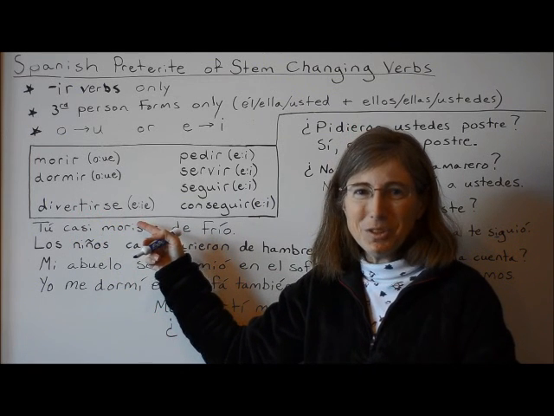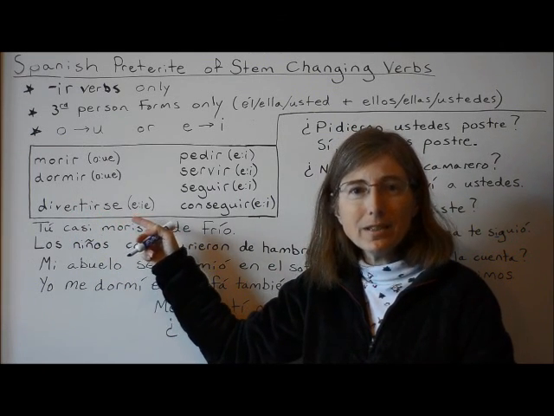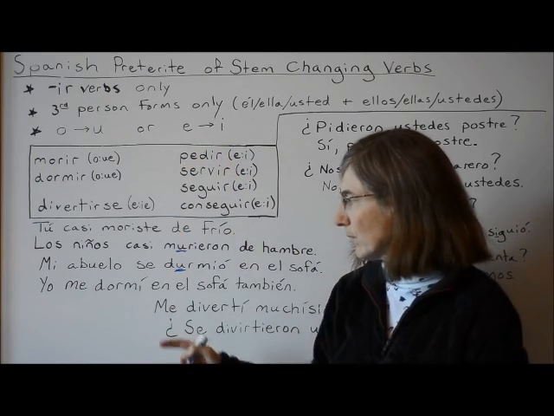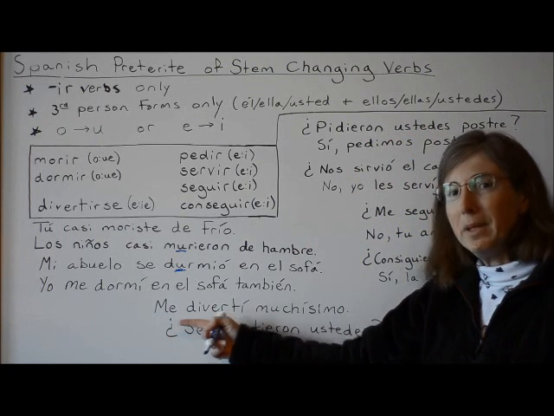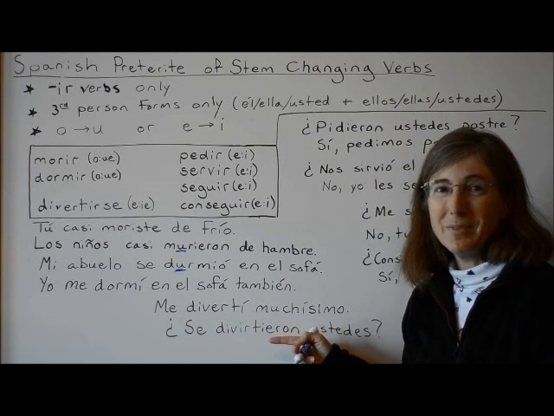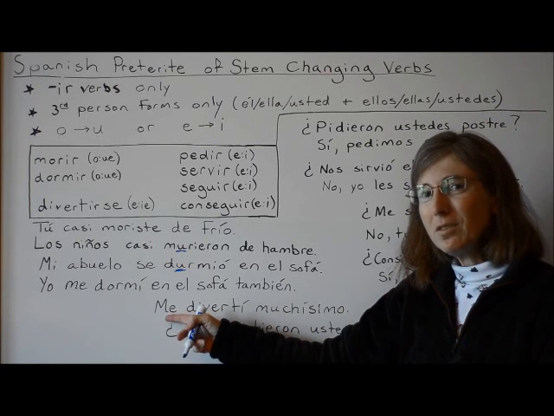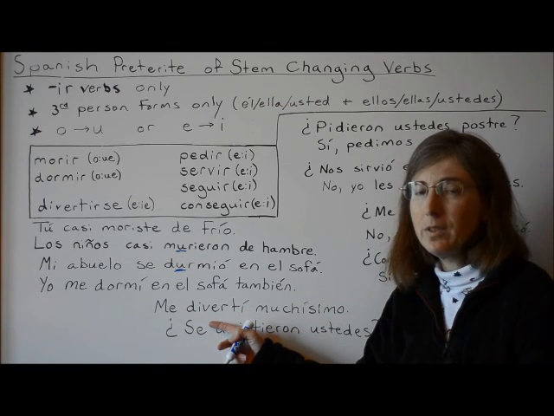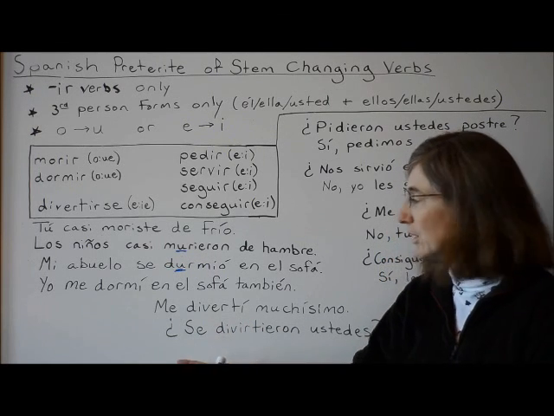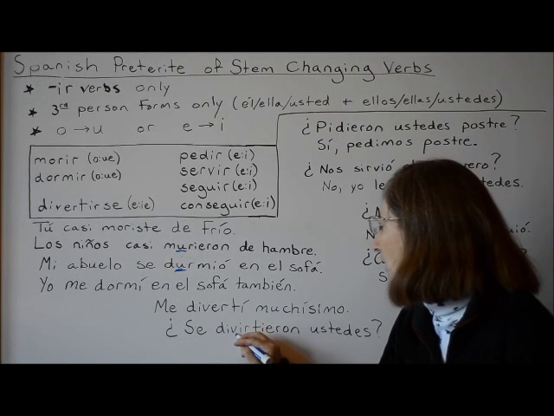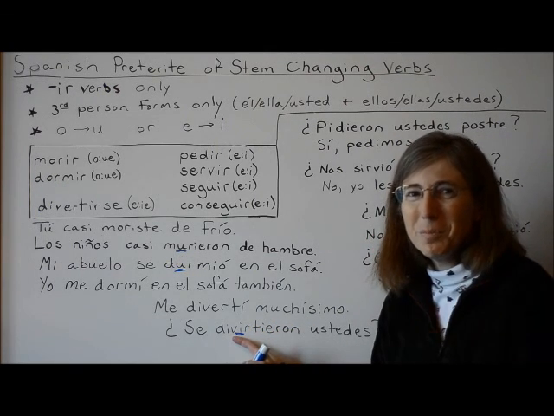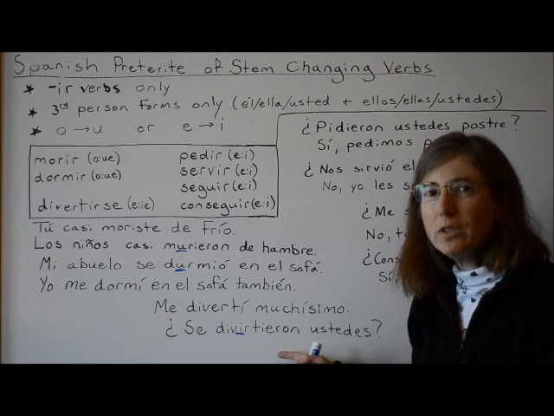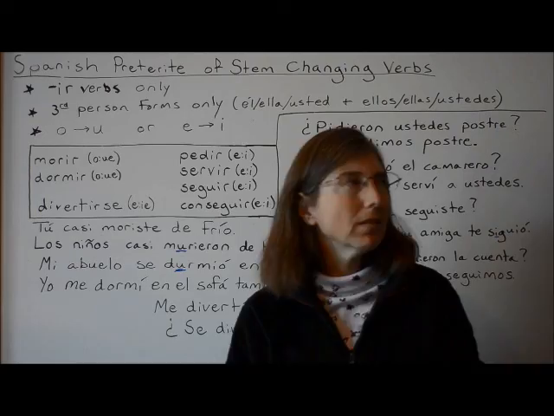Divertirse is an E to IE stem changer in the present tense. It's an IR verb, present tense stem changer. So in the preterite third person forms, the E is going to change to an I. Me divertí muchísimo. I had a good time, a really good time. So this is going to be the yo form, and the E does not change because it's first person, not third person. But in this example, third person, we're going to have a stem change. ¿Se divirtieron ustedes? There you go. It's kind of hard to hear because this verb has another I in it, but the E changes to I because divirtieron is the third person plural form in the preterite tense.